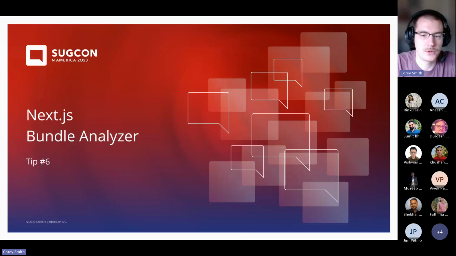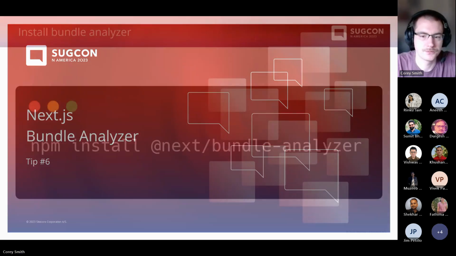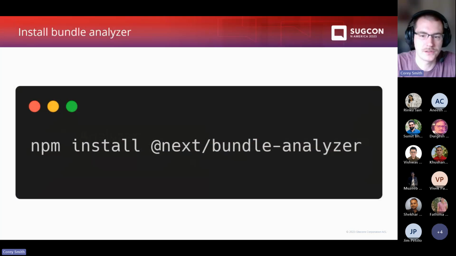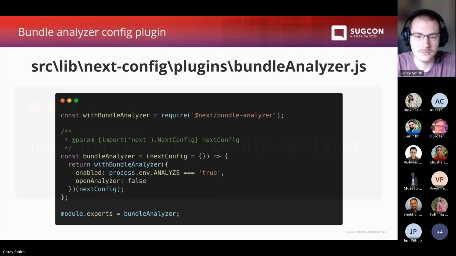Okay, this tip is going to help you get a better understanding of your website payloads. Next.js has a nice utility called Bundle Analyzer that you can install in your projects. To use it, you just run npm install in your project like this. And then going back to our previous tip on config plugins, create a config plugin like I've shown here.